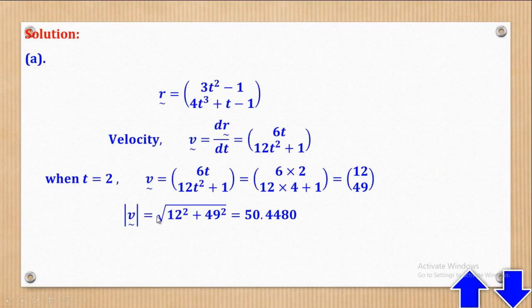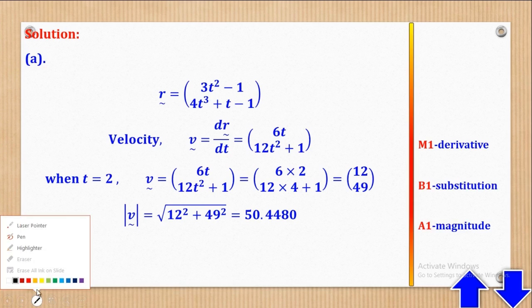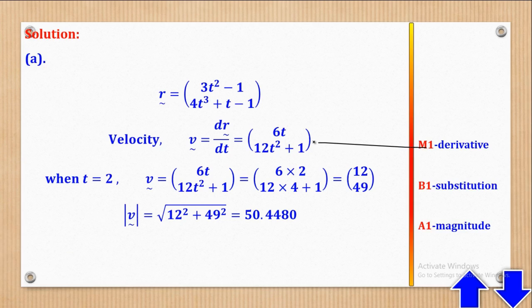So speed will be equal to the square root of 12 squared plus 49 squared, which will give you 50.4480. I think you realize that there is no unit here because there are no units given in the question. So basically that's what they wanted in part A. Now let's see how marks can be awarded for part A before I go to the next slide. So M1 will be for the derivative, B1 for the velocity vector, substitution and output, and also A1 for magnitude.